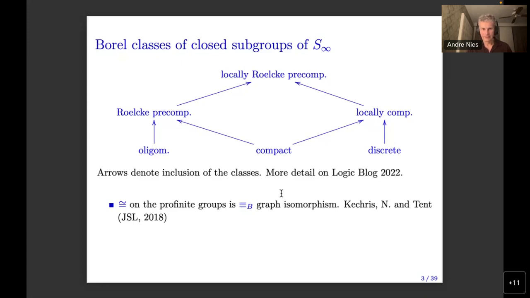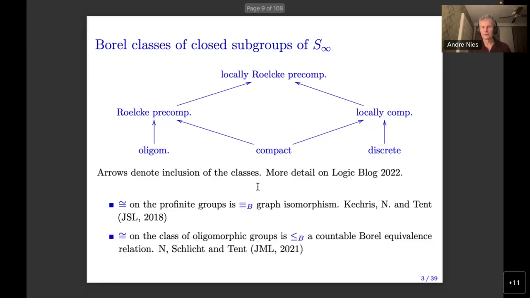So you think maybe that's the case always, but in fact, for oligomorphic groups, we have a better upper bound. In this JML paper, we showed that this class of oligomorphic groups has an isomorphism relation that's essentially countable. So it's Borel below a countable Borel equivalence relation. So that means much lower than graph isomorphism, which isn't even Borel, of course.